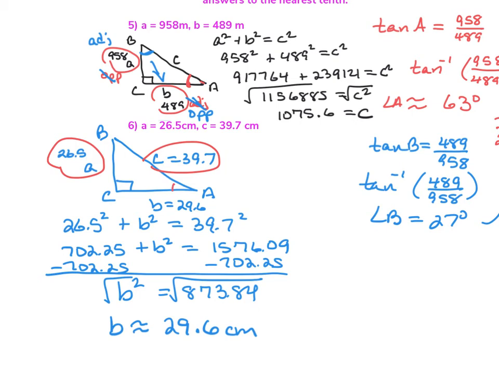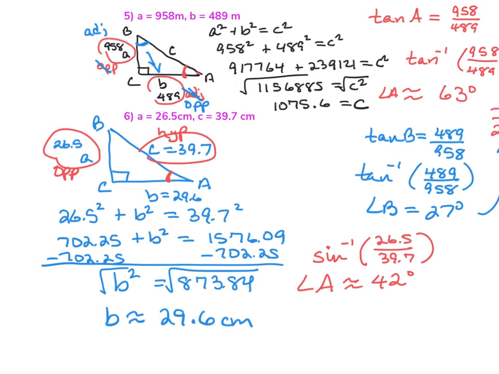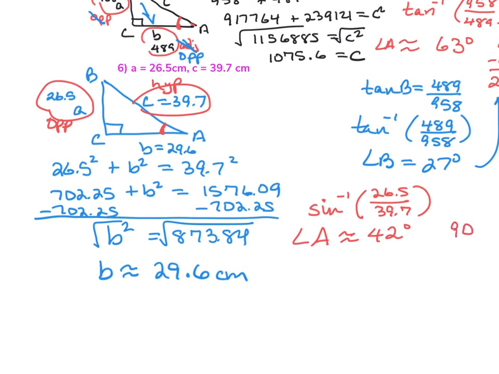In relation to angle A, this is opposite, this is hypotenuse. So the trig function that uses opposite and hypotenuse is going to be sine. So I'm going to do sine -1 opposite over hypotenuse. And this is for angle A. So angle A is approximately equal to, to the nearest degree, 42 degrees. Again, if you're confident, subtract it.